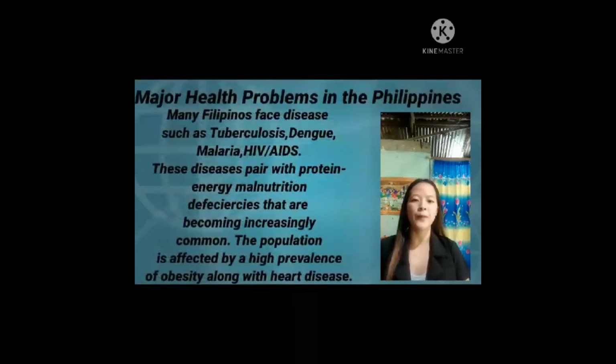Major health problems in the Philippines. Many Filipinos face diseases such as tuberculosis, dengue, malaria, and HIV or AIDS. These diseases pair with protein energy malnutrition and micronutrient deficiencies that are becoming increasingly common. The population is affected by a high prevalence of obesity along with heart disease.